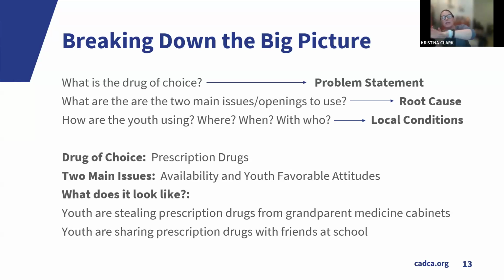But if we hadn't broken it down this way and hadn't gotten here, we would have just been throwing mud up against the walls, being like, where's availability coming from? Why do they have favorable attitudes? And I go back to when we first started diving into this data, so many people were like, they're just using to get high. But when we got the data, it was less than 3%.